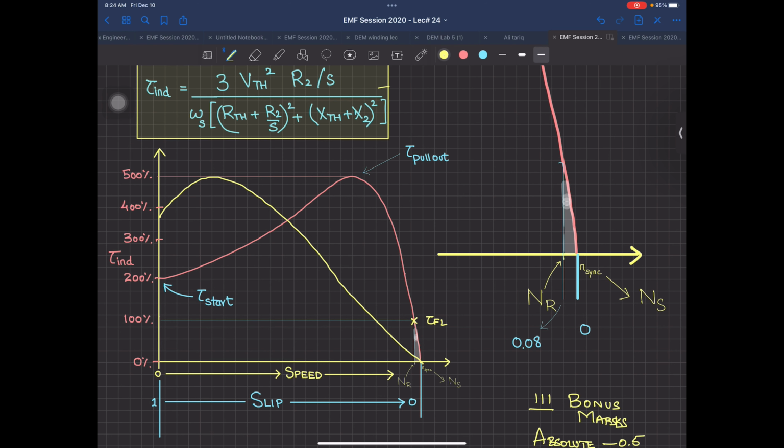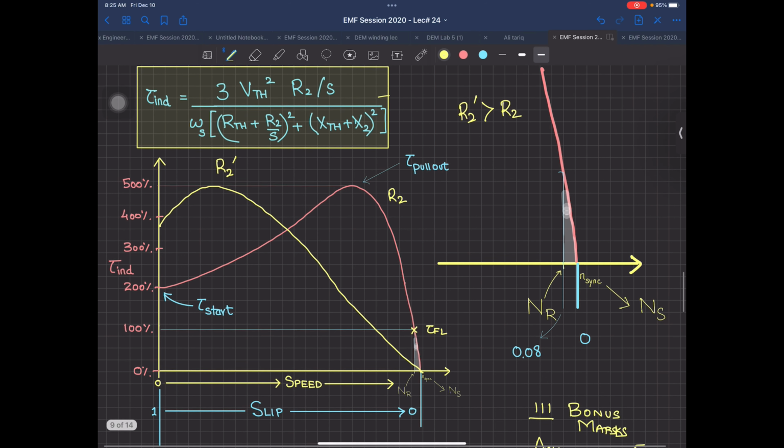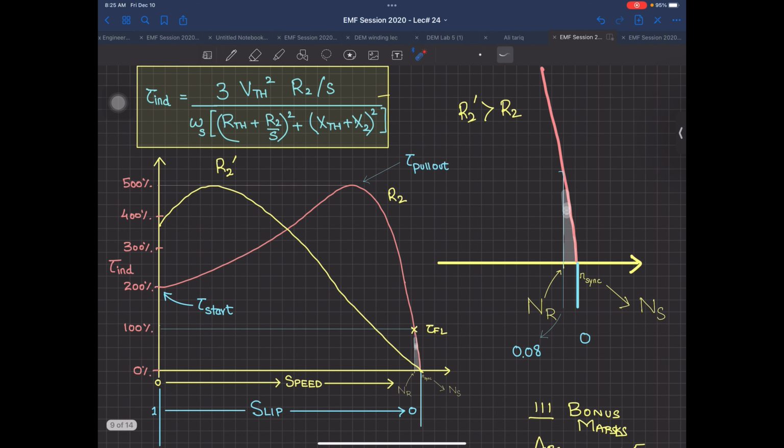Now what is happening over here? Supposedly my resistance of R2 was R2, and now it is R2 dash, and R2 dash is greater than R2. You can prove this with MATLAB or Simulink, perform it and get the answer why this is happening. But the point over here is that if you have changed your R2 to R2 dash, you have actually achieved something. A machine which was only rated for 100% torque is now producing approximately 400% torque in starting.